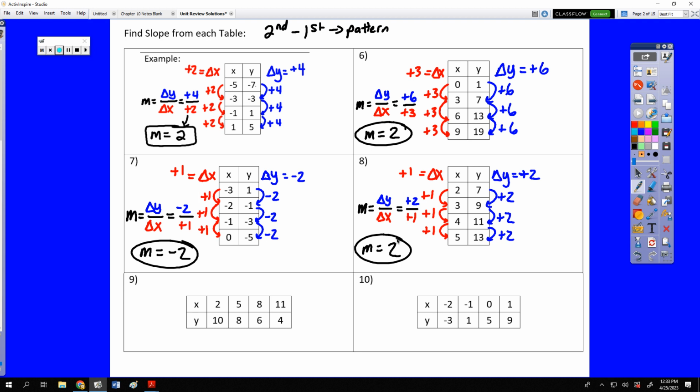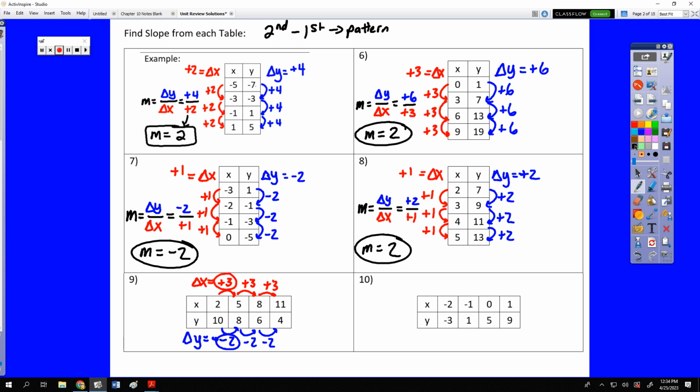9 and 10 are the same thing, except the table has been turned sideways. So again, we look for the pattern in the y's. To get from 10 to 8, we need to subtract 2. To get from 8 to 6, we need to subtract 2. To get from 6 to 4, we need to subtract 2. So our change in y is negative 2. Then we go to the x column, or row in this case. We do the same thing. We're increasing by 3 each time. So our change in x is positive 3.